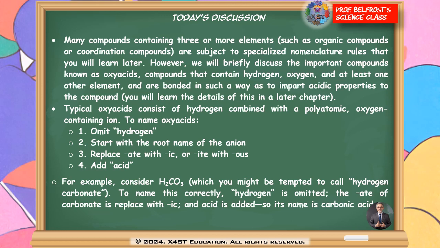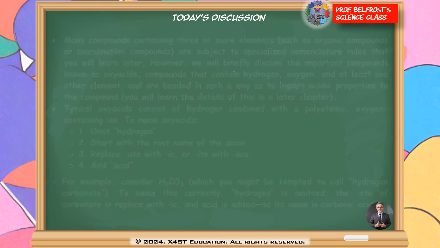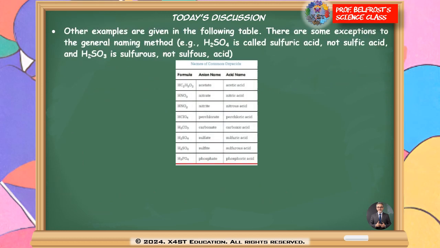For example, consider H2CO3. You might call it hydrogen carbonate, but this is not the correct name. To name this correctly, the hydrogen should be omitted, the -ate of carbonate is replaced with -ic, and acid is added. So the name is carbonic acid, not hydrogen carbonate. Though sometimes you may still find some textbooks writing hydrogen carbonate, it is not how you should call it properly. Carbonic acid is the best way to call this compound.